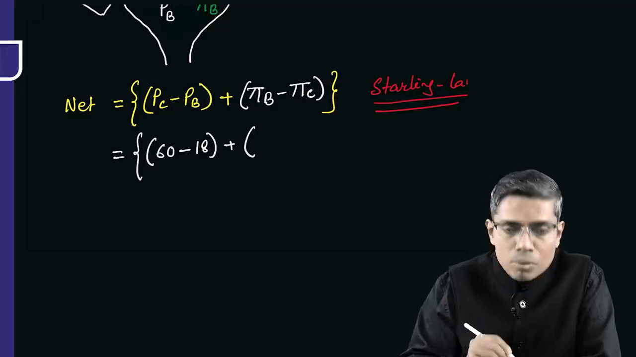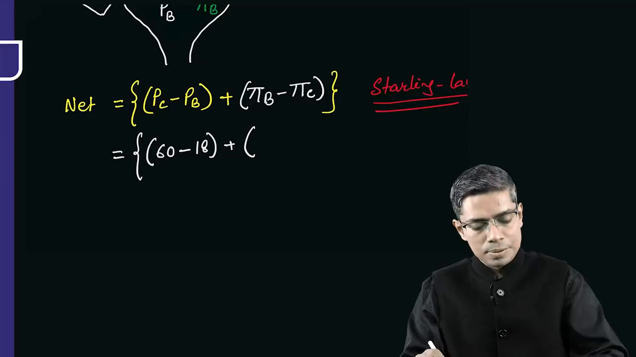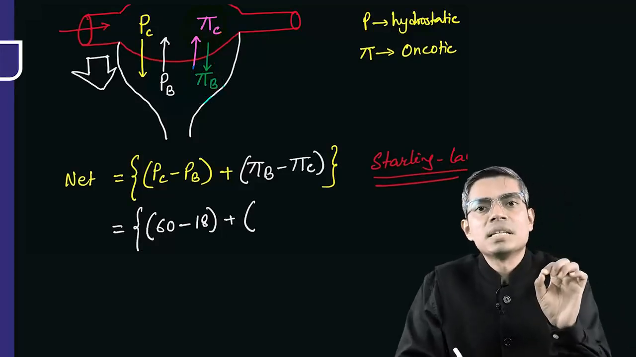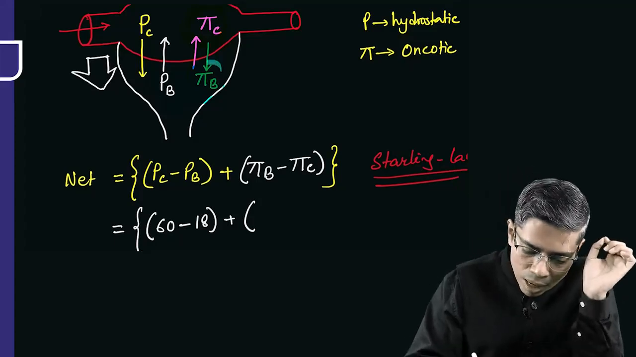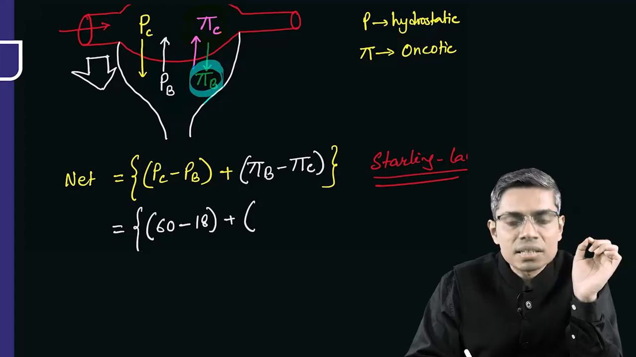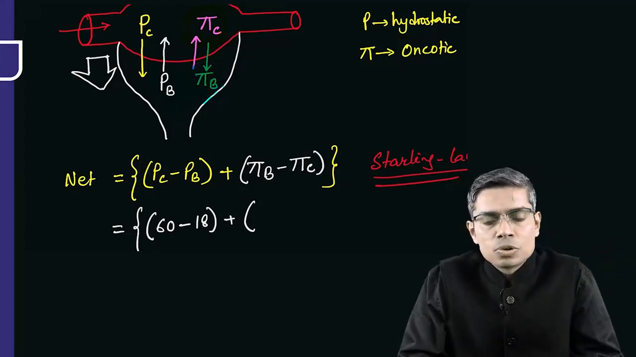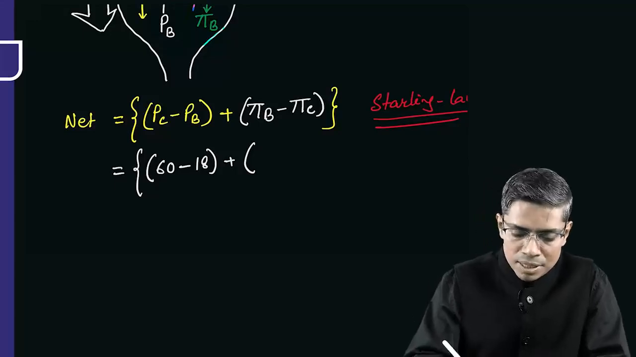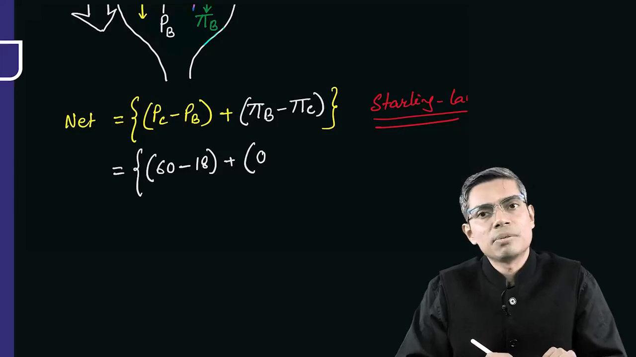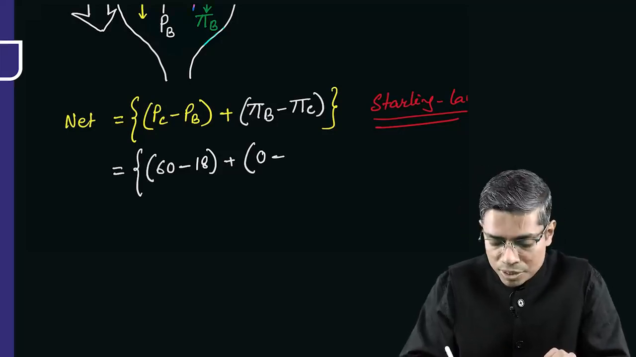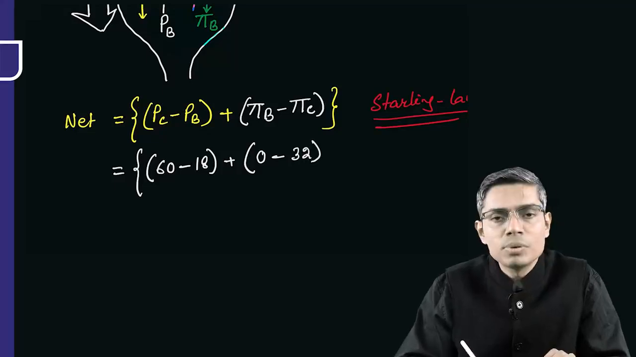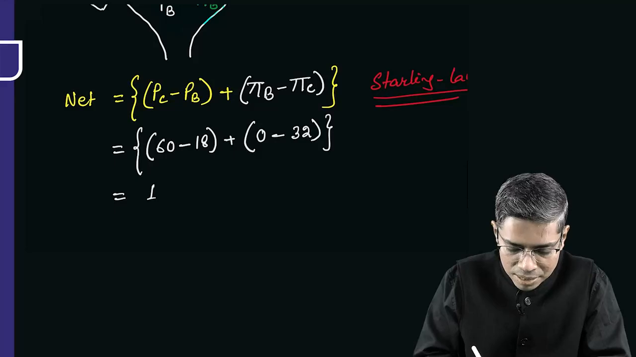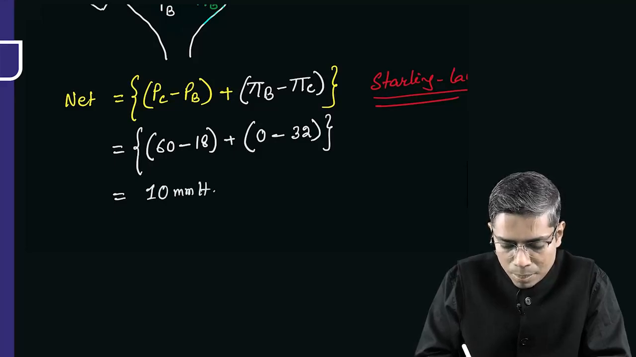Plus, what is the oncotic pressure at the level of Bowman's capsule? I told you already that oncotic pressure depends on plasma proteins. If I ask you how much plasma protein will be filtered at the level of Bowman's capsule, your answer will be almost nil. So pi B will be nearly equal to 0 millimeter of mercury. But what about pi C? Oncotic pressure of the glomerular capillary is 32 millimeter of mercury. So if you calculate from here, this will be nothing but 10 millimeter of mercury.